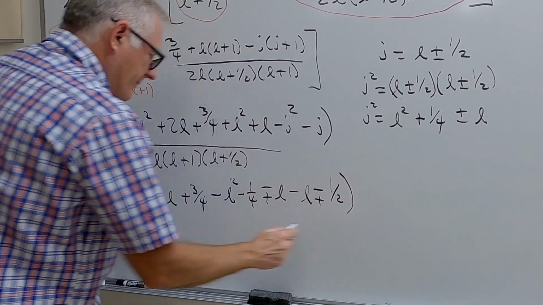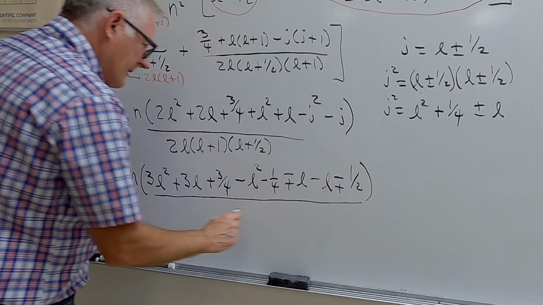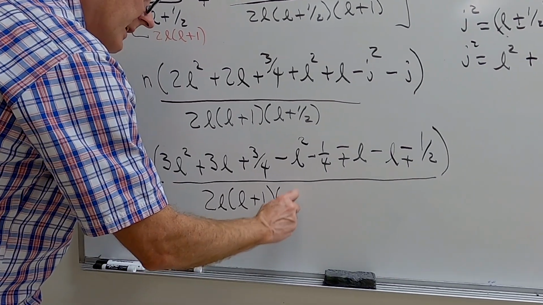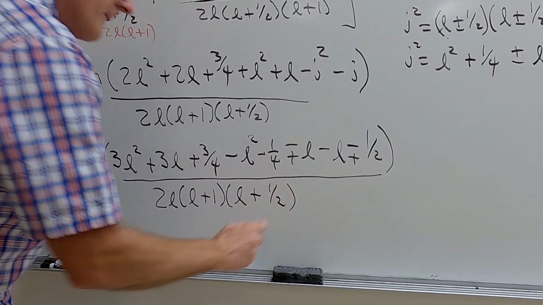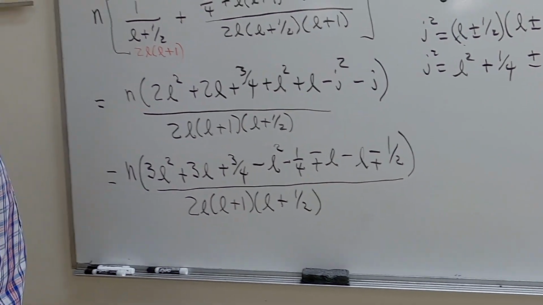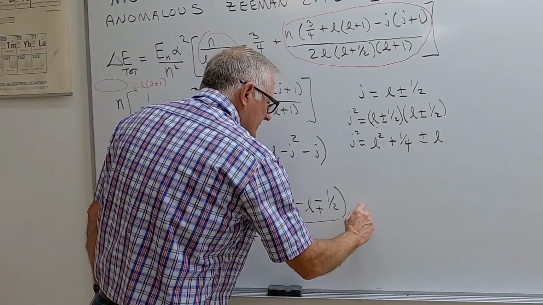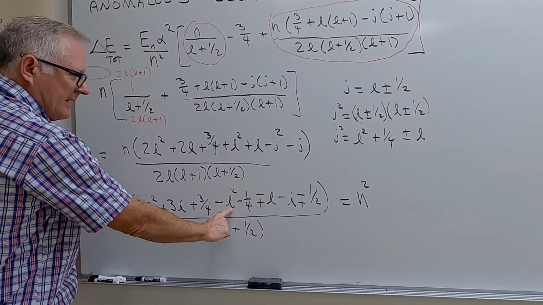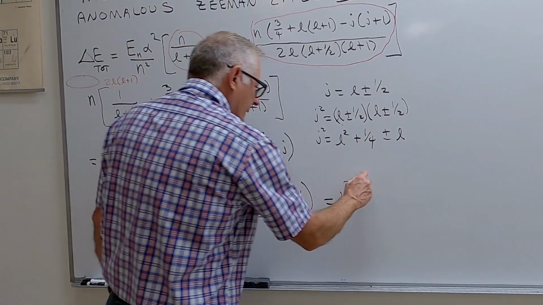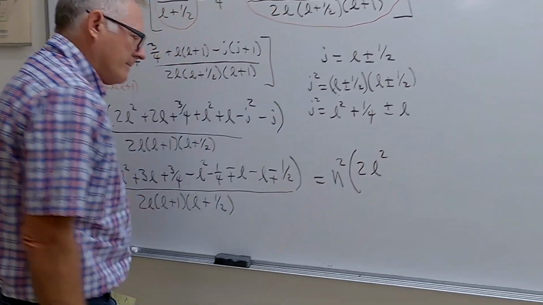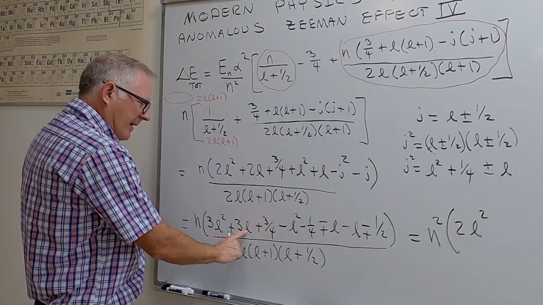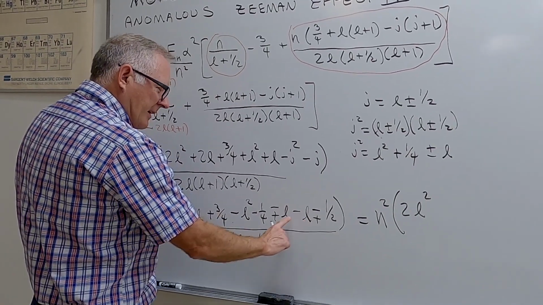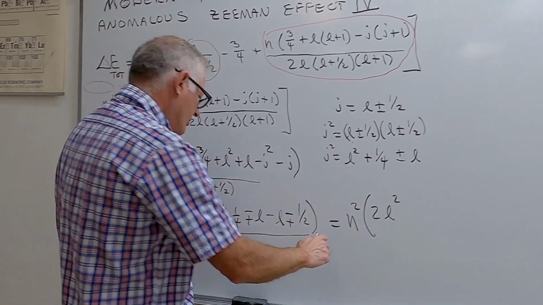Okay, so that takes care of that. All over 2L times L plus 1 times L plus 1/2. Okay, now we can simplify this more. We get an N squared. We've got a 3L squared minus L squared, that's 2L squared. And then we get a 3L minus an L, which gives me a 2L. I better not put that one in yet. So you've got a plus 2L.